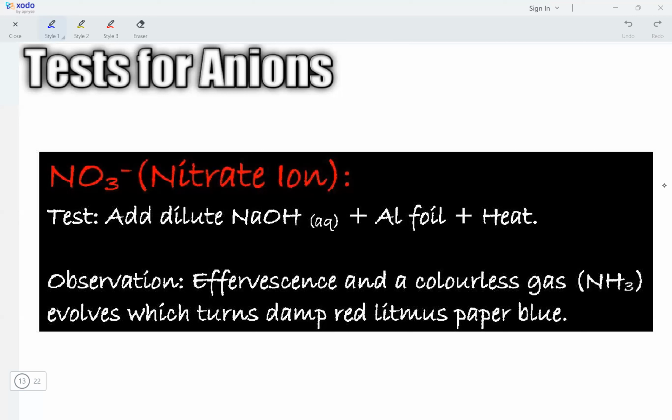In order for litmus to change color, the ammonia being produced must be exposed to the litmus. So we dampen the litmus by pouring distilled water over it, right? So it becomes wet. And when the gas is released from a tube, this gas dissolves in the water present on the litmus paper, converting into aqueous ammonia. And this aqueous ammonia changes the color of the litmus paper from red to blue. So this is a clear indication of the presence of nitrate ions.